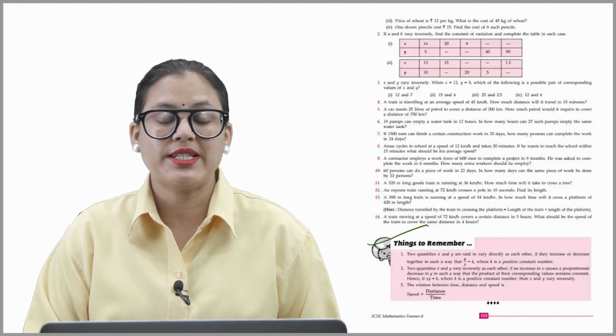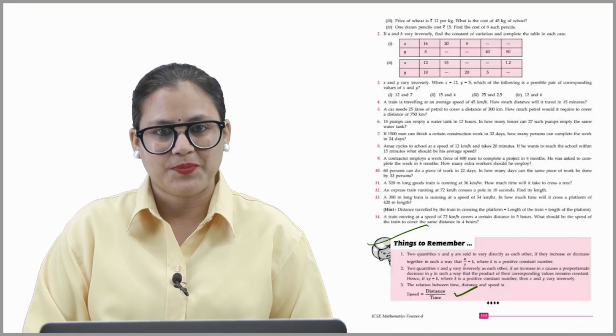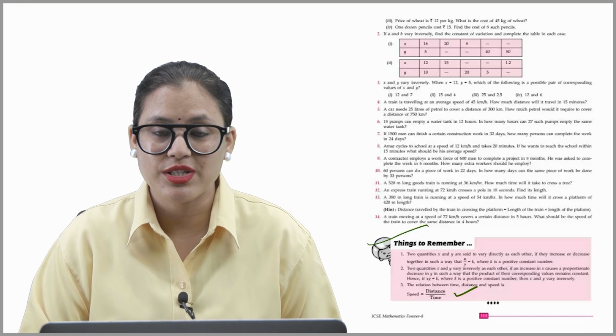Number 3, the relation between time, distance and speed is this: speed is equal to distance upon time. Okay students, now you will practice the remaining questions of the exercise.